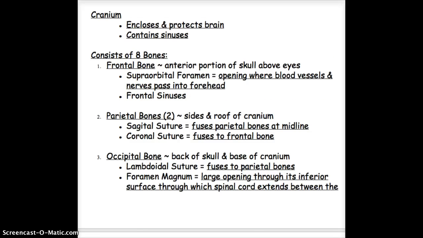All right, cranium. So, as we look at the cranium itself, and if you have a picture of the skull handy, you can take a look at these bones as you fill in the notes. The frontal bone, of course, is the anterior portion of the skull above the eyes. Now, here's where some of those other terminology comes in. Supra means above. An orbital is where your eyeballs are. It's that socket. And a foramen is an opening. So, the supraorbital foramen is a tiny opening where blood vessels and nerves pass into your forehead, found in the frontal bone. And there are frontal sinuses in that bone also.